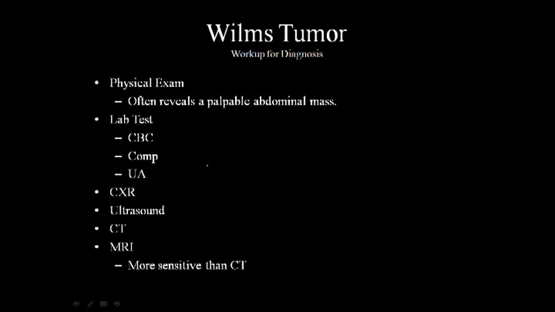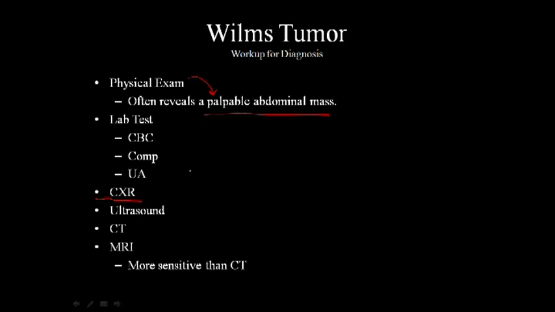So the workup for diagnosis for Wilms tumor, number one, is a physical examination, which allows you to see a palpable abdominal mass. That's where this is usually revealed. Lab tests such as CBC, CMP, and UA can be diagnostic of a type of inflammation and how the renal collecting system is actually performing.